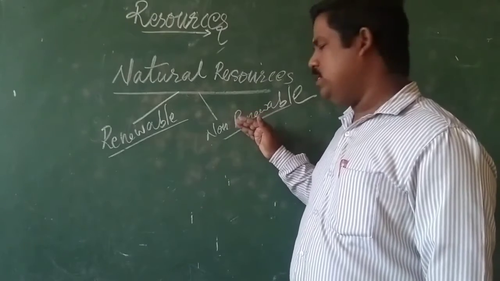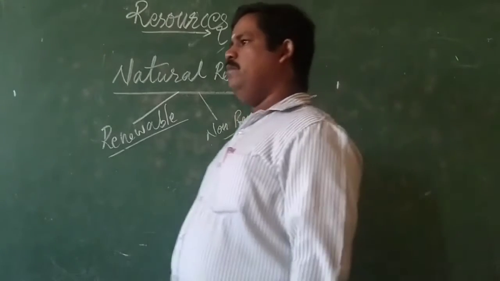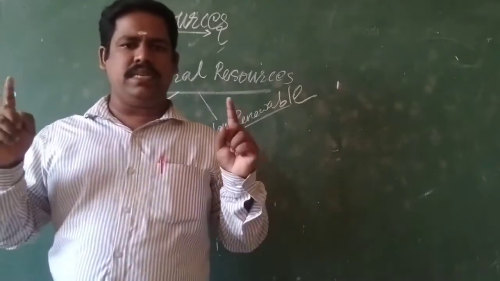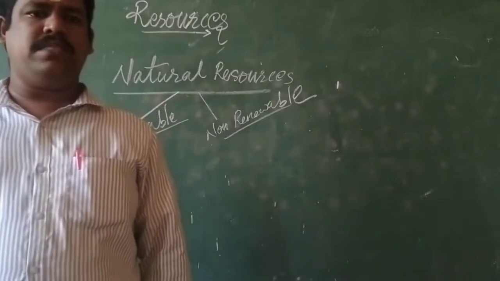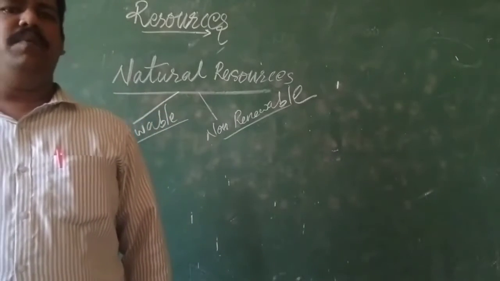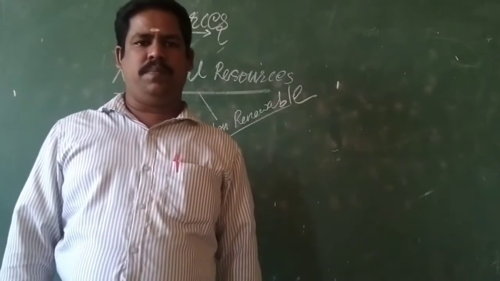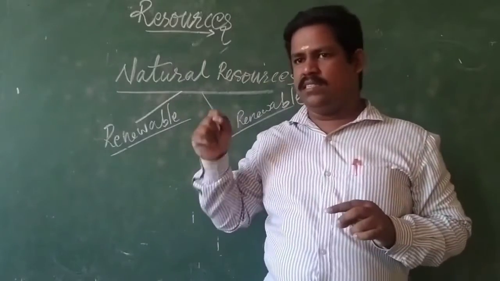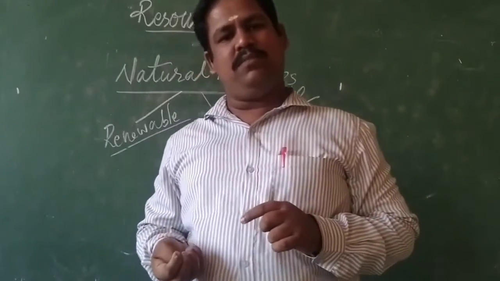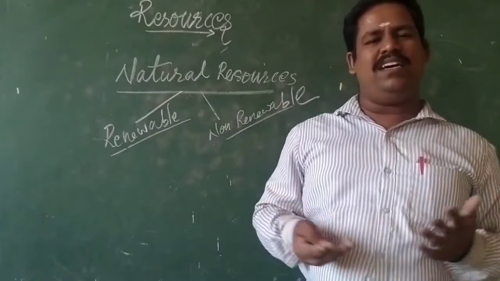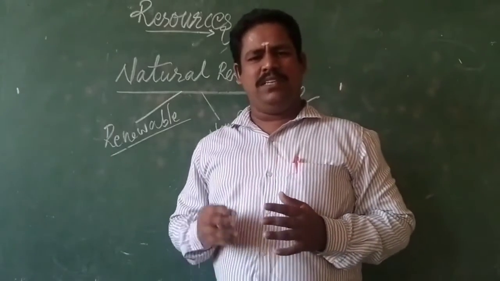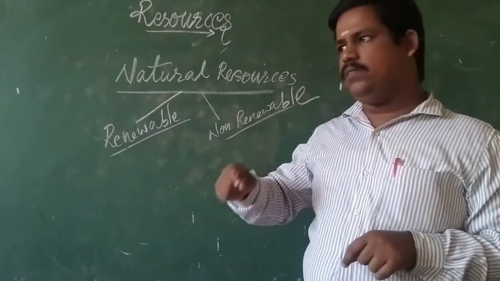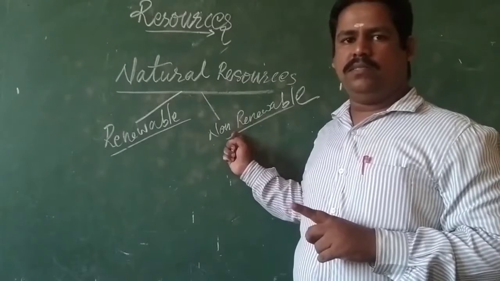What is a non-renewable resource? The resources which cannot be reproduced easily, which cannot be regenerated easily, such type of resources are known as non-renewable resources. Example. Can anybody give an example? Yes. Petrol. All the petroleum products, whether it is petrol, diesel, coal, etc., are part of the non-renewable resource. It will take thousands of years to get reproduced or regenerated.